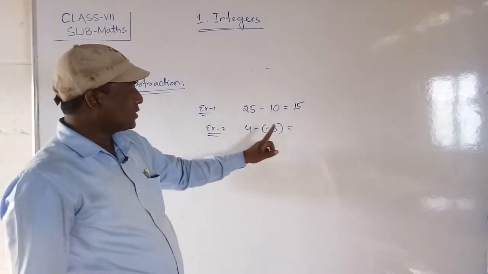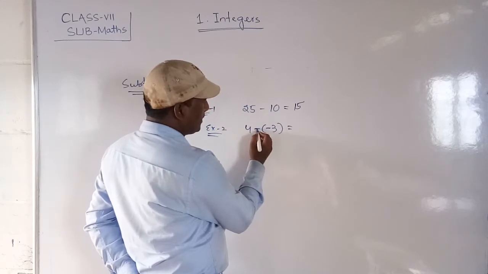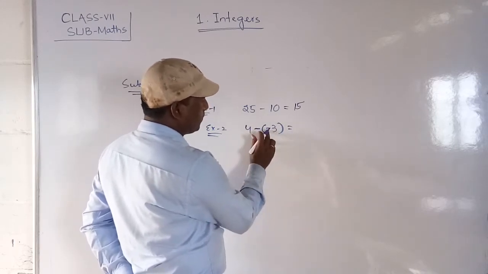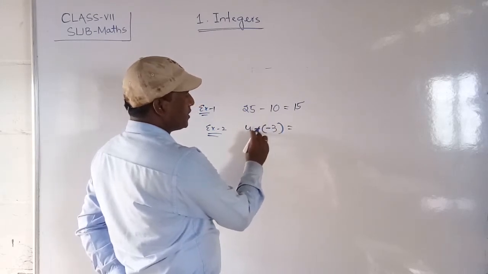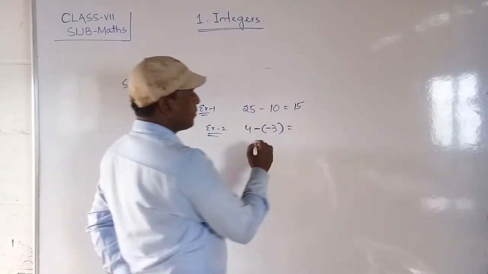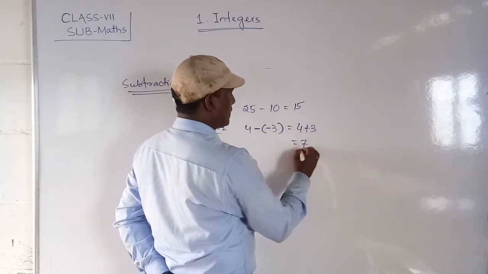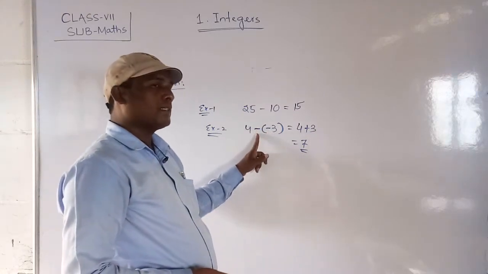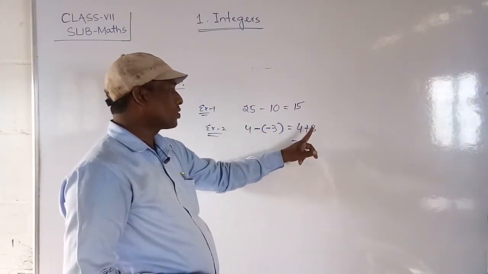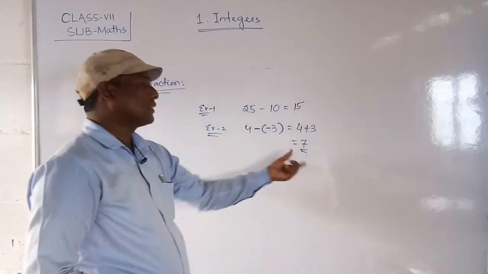4 minus minus 3. Observe here, students. That means if both signs are there, plus and minus, that means inside the bracket, if there is a minus before it, what will it be? This will become plus. So 4 plus 3 is equal to 7. Don't be confused, friends. If before the bracket again a minus sign is there, that means you have to write plus 3. Okay, so 4 plus 3 is equal to 7. This is the answer, 7.